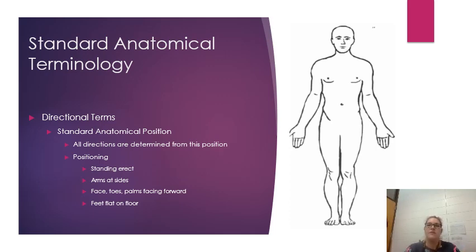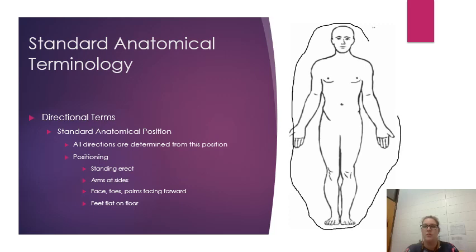The reason is that if you change the way the positioning is, you'll change the direction that something is going, which will make a little more sense when we start to talk about this anatomical terminology. But just know the standard anatomical position: standing erect, arms at the sides, face, toes, and palms facing forward, and feet flat on the floor. This is a perfect example right here of the standard anatomical position. Anytime you are discussing a direction, you're going to be discussing it from this position.